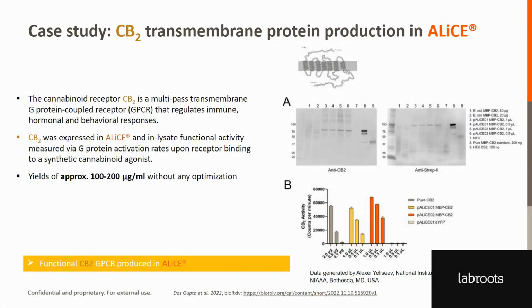This is taken a step further with functional studies performed in lysate, using a radio-labeled synthetic cannabinoid agonist to study the G protein activation rates in the system. Based on this data, we found functional CB2 activity, which we could approximate to yields of about 0.1 to 0.2 milligram per milliliter. What's really interesting about this study is that we did no additional optimization here.